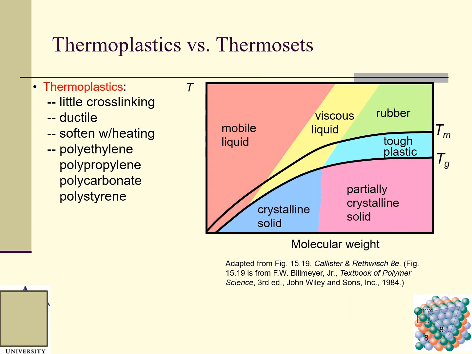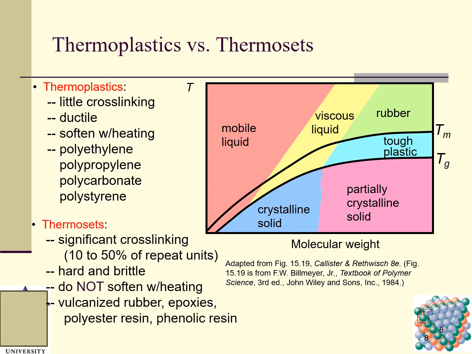And then we talk about thermoplastics versus thermosets. What are thermoplastics? Thermoplastics have the following characteristics: little cross-linking, and because of little cross-linking, they are more ductile and soften with heating. When we heat it, it softens. For example, polyethylene, polypropylene, polycarbonate and polystyrene. These are the typical thermoplastics.